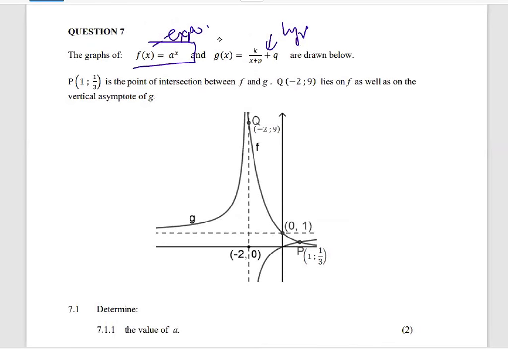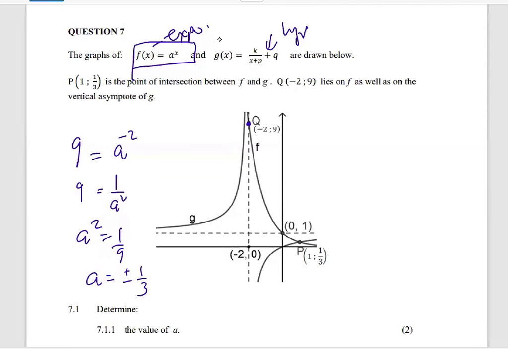So since Q is on the exponential, we need to look at the graph of f and identify what our point is. So we have this point which is -2 and 9. Where there is y, I'll put a 9, and then that will be a to the -2. Okay, so what's going to happen here? We know that this is the same as 1/a² equals 9. You can do the cross multiplication, which gives a² = 1/9, and then find the square root. So a is going to be plus or minus 1/3.